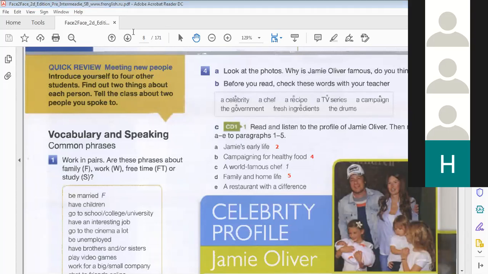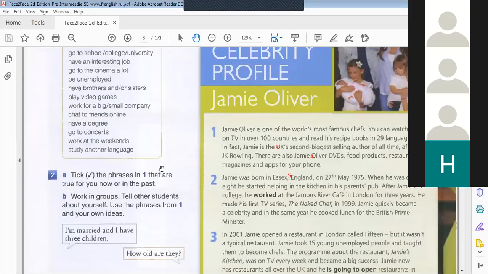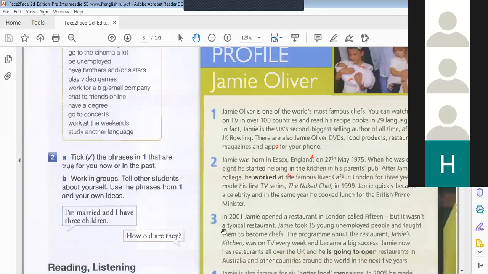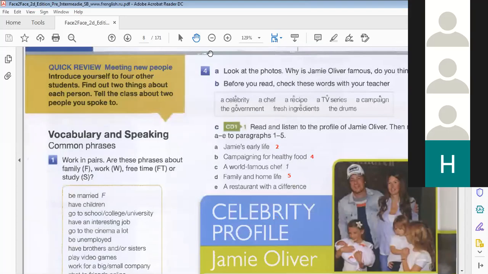A restaurant with a difference. Which paragraph is this? 3. Correct. Yeah, number 3. The hotel, the restaurant which he called 15. All right, very nice.